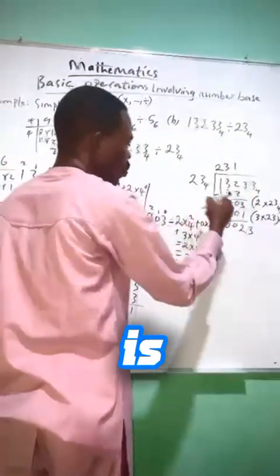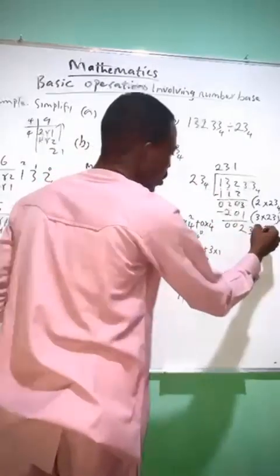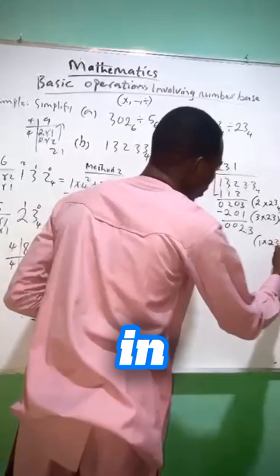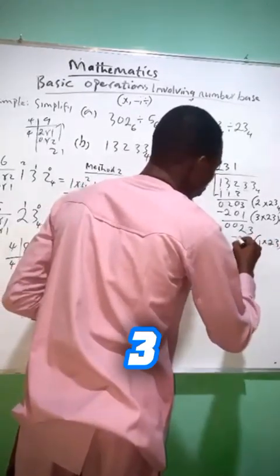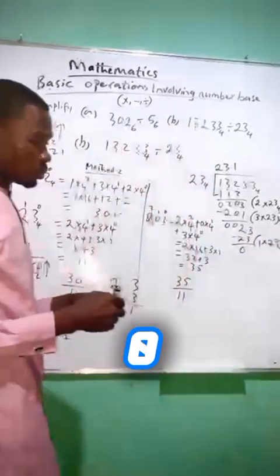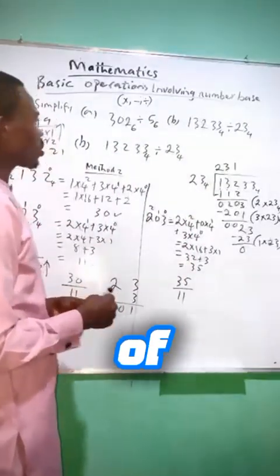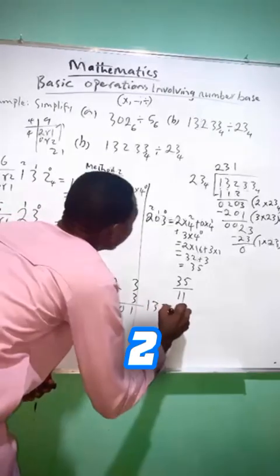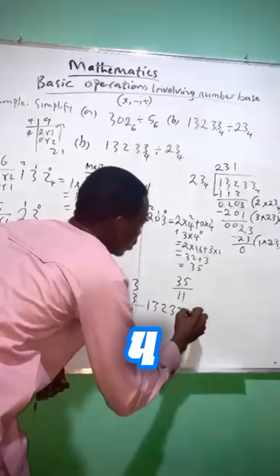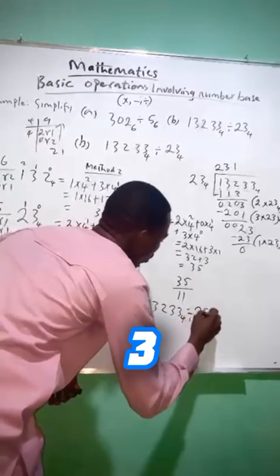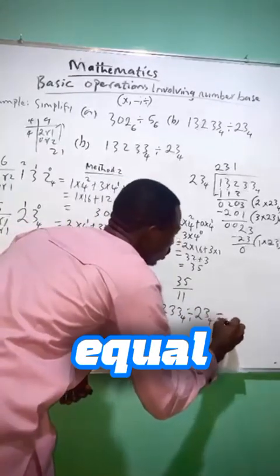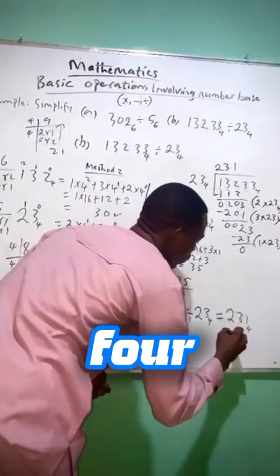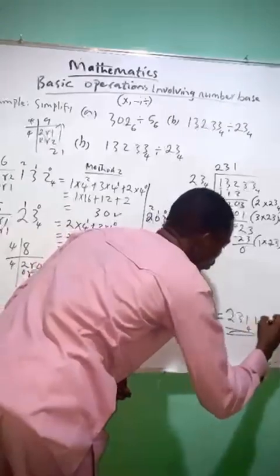1 times this is what? 1 times 23 in base 4 will give me the same thing as 23. So if I subtract, I will have what? 0. So finally, in method 2, 1323 in base 4 divided by 23 in base 4 is equal to 231 in base 4. This is my answer.